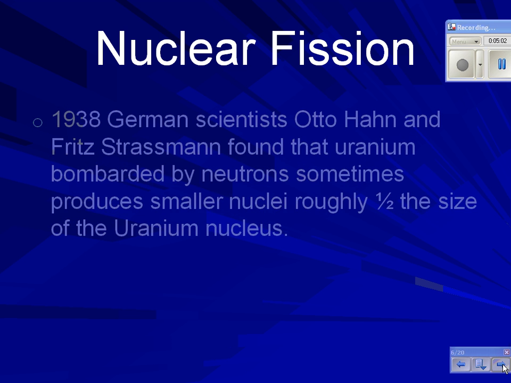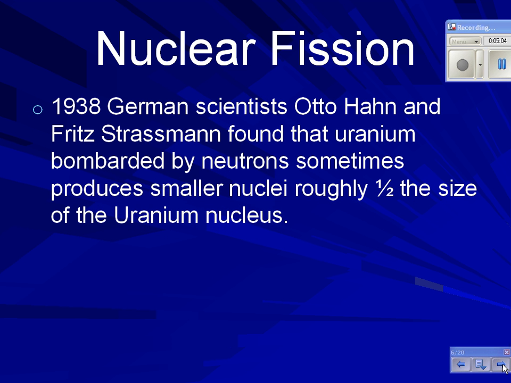Fission was discovered in the late 1930s, 1938 to be exact, by a couple of German scientists, Otto Hahn and Fritz Strassmann. They discovered that if they bombarded uranium with neutrons, sometimes they would find smaller nuclei that weren't there before, approximately half the size of the uranium nucleus. Now think about where and when this discovery is happening. Germany, late 1930s, okay? There's a lot of stuff going on in the world that's not so good, and to have these German scientists see this happen is a little bit scary.